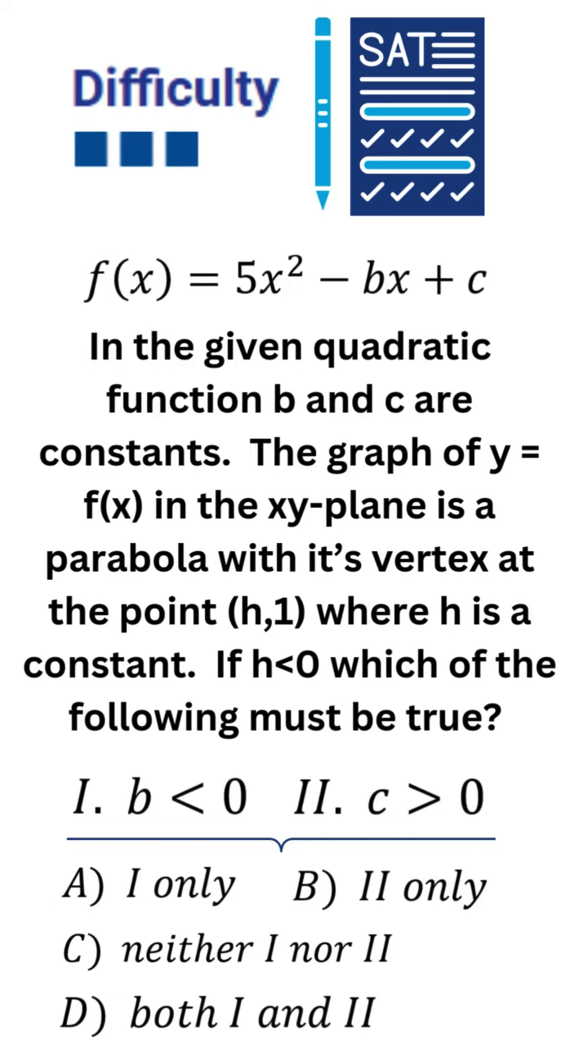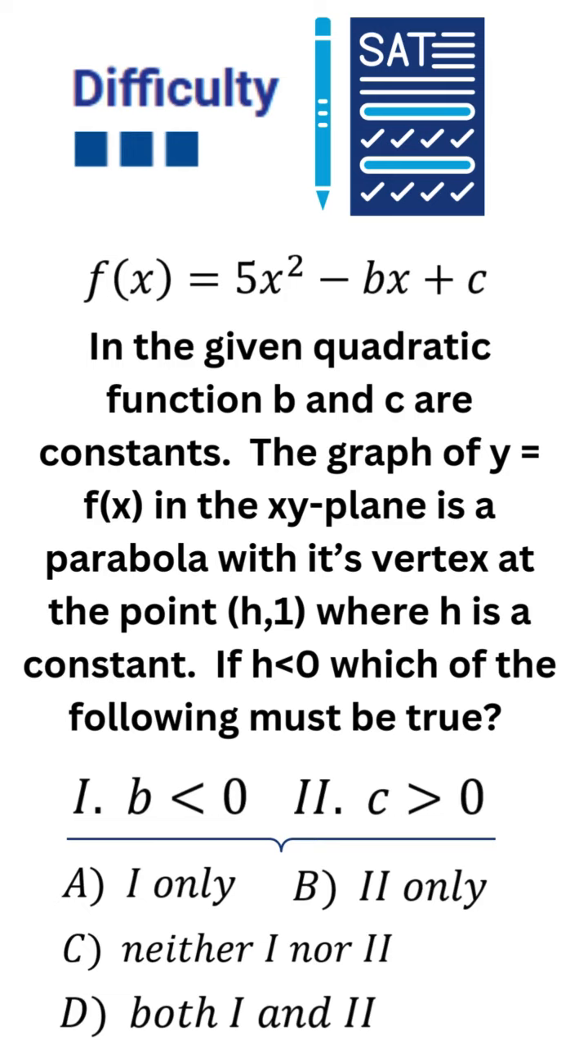In the given quadratic function, b and c are constants. The graph of y equals f of x in the xy-plane is a parabola with its vertex at the point (h, 1), where h is a constant. If h is less than 0, which of the following must be true? 1, b is less than 0. 2, c is greater than 0. And then we have our four choices.